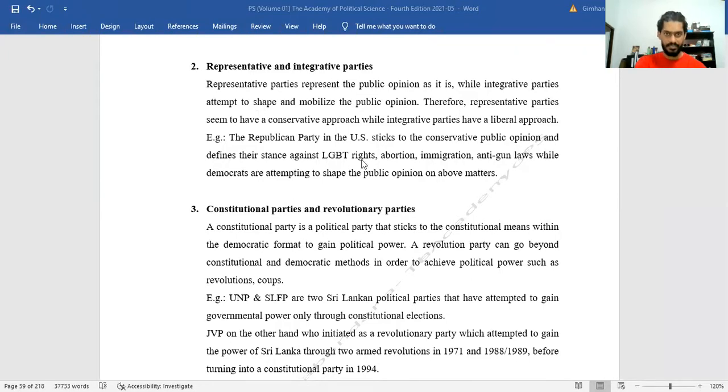Representative and integrative parties. Representative parties represent the public opinion as it is, while integrative parties attempt to shape and mobilize public opinions. Therefore, representative parties seem to have a conservative approach, while integrative parties have a liberal approach. Example, the Republican Party in the US sticks to conservative public opinions and defines their stance against LGBT rights, abortion, immigration, anti-gun laws, while Democrats are attempting to shape the public opinion on the above matters.